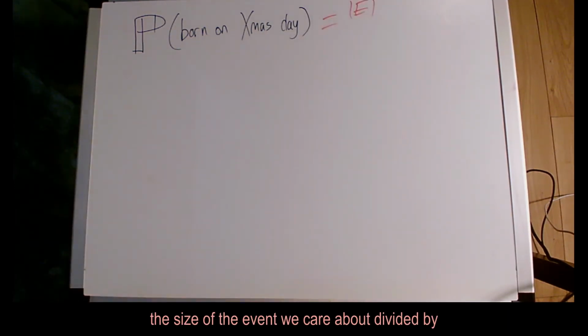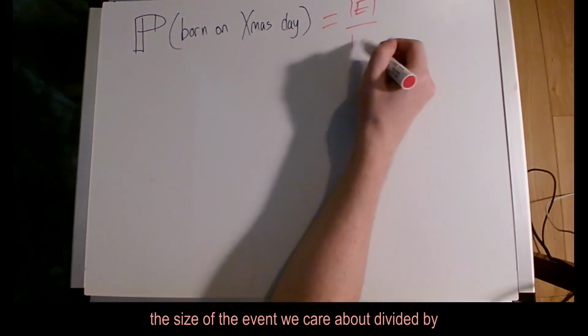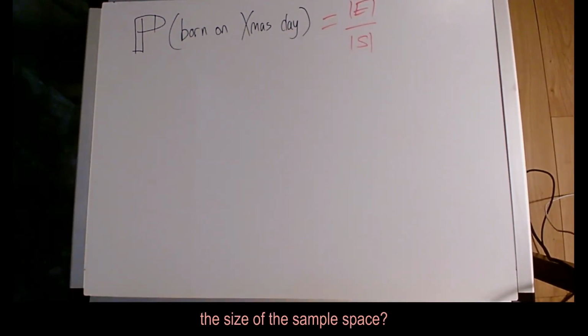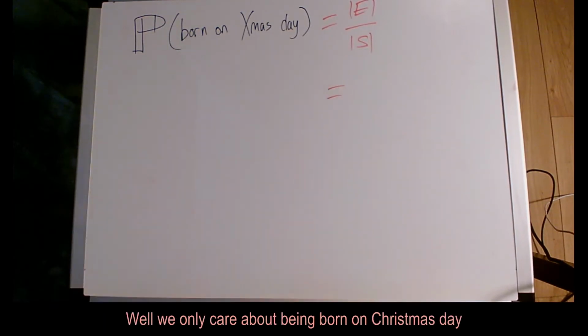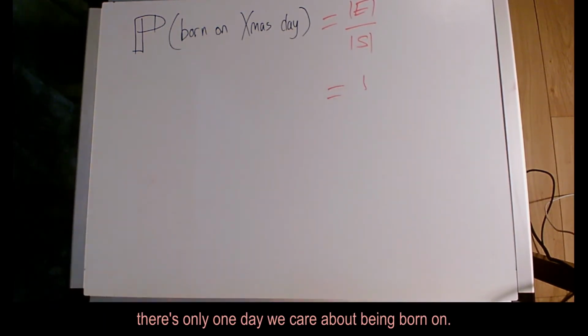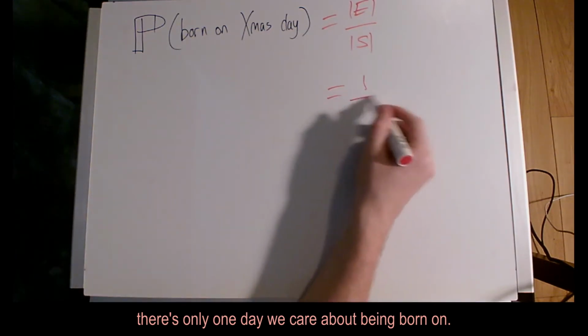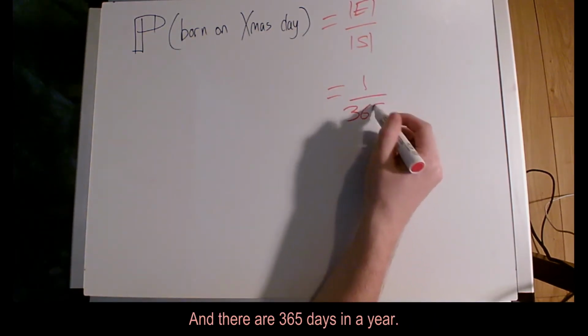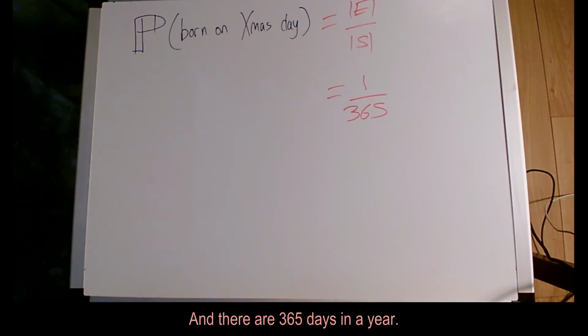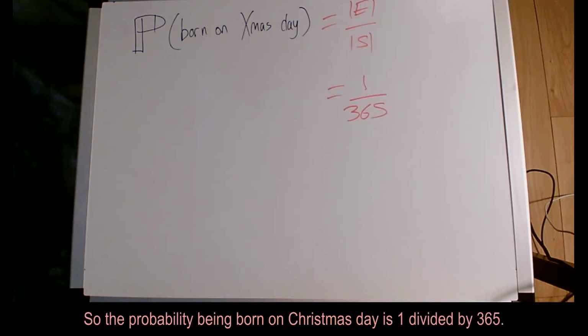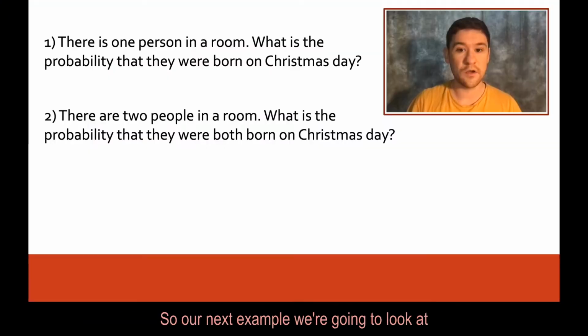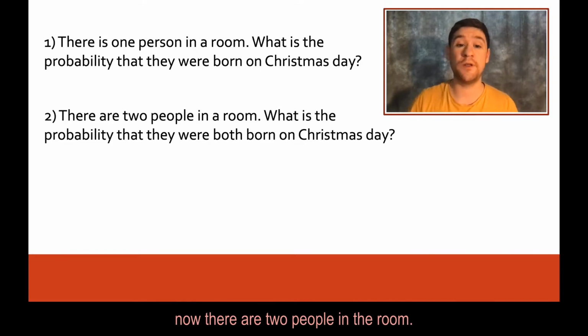the size of the event we care about divided by the size of the sample space. Well, we only care about being born on Christmas Day, so there's only one day we care about being born on, and there are 365 days in a year. So the probability of being born on Christmas Day is 1 divided by 365. So our next example we're going to look at, now there are two people in the room.